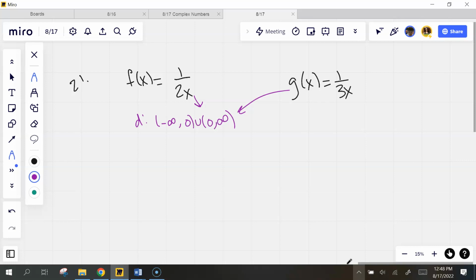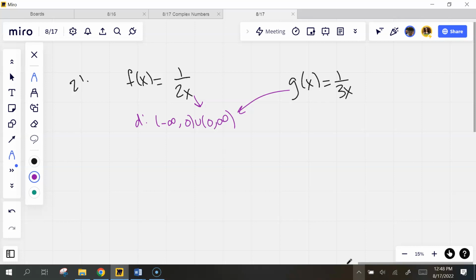Remember, as we look at domains, we're looking for where denominators equal 0, and we're looking for radicals. Bottoms equal to 0, radicals. That's what you're looking for. You don't have to plug it in.